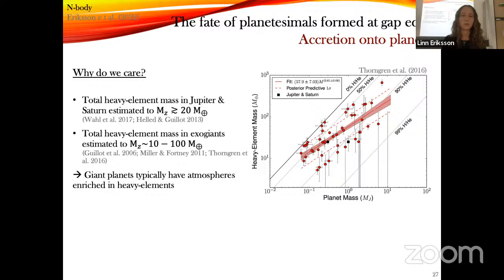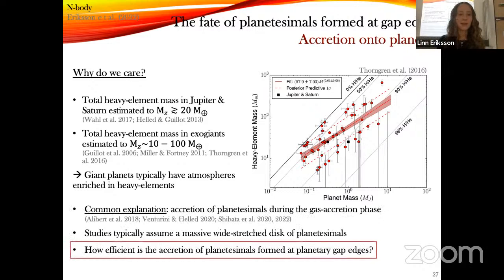So this is an example from the Tungle plot where you see that. So basically that is way too much heavy metal to just put into the core of the planet, meaning that giant planets seem to typically have atmospheres which are enriched in heavy elements. And then you need some way of explaining this. And a common explanation is to say that these planets are accreting planetesimals during the gas accretion phase. So then you basically add the metals to the atmosphere afterwards.